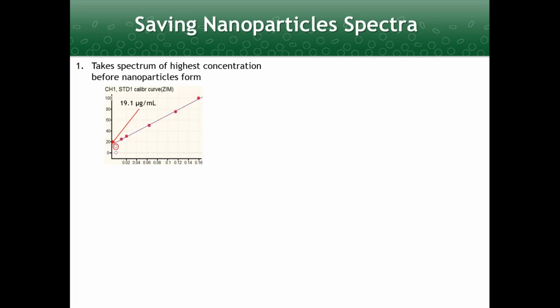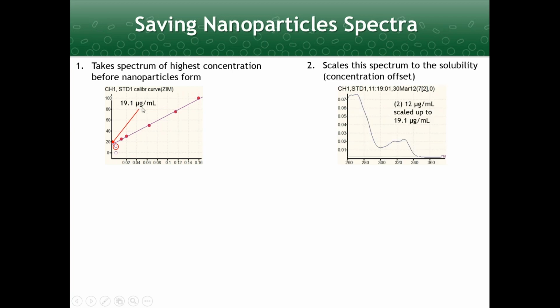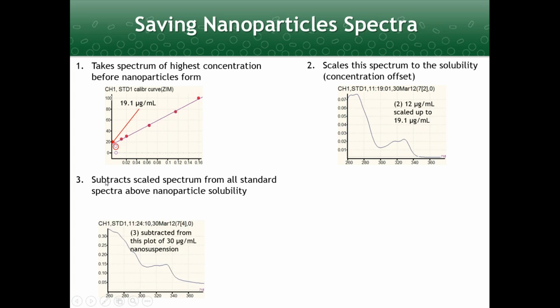AuPRO version 6 enables going to the next step, namely to separate the spectrum of the nanoparticles from the spectrum of the API. Here is how it's done. First, we take the spectrum of the highest concentration before nanoparticles form. In this case it was 12 microgram per milliliter, and the intercept is 19.1 microgram per milliliter. Then we scale this spectrum up to 19.1 microgram per milliliter, which is the solubility of nanoparticles. Then we subtract this scaled spectrum from all standard spectra above nanoparticle solubility. So at all these points, we subtract this spectrum from the corresponding spectrum at these points.